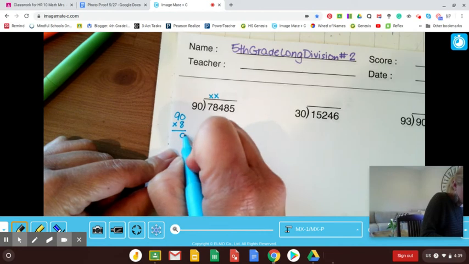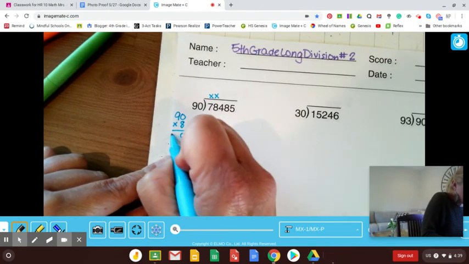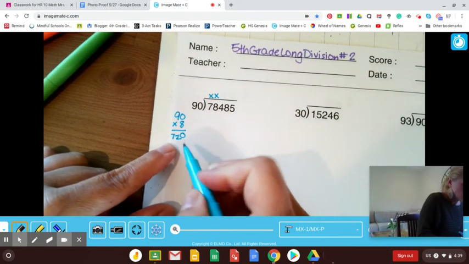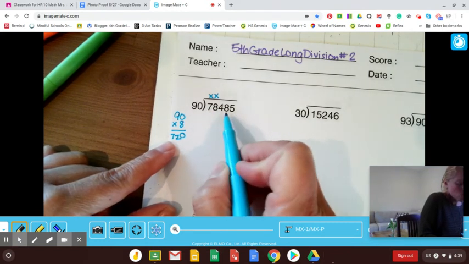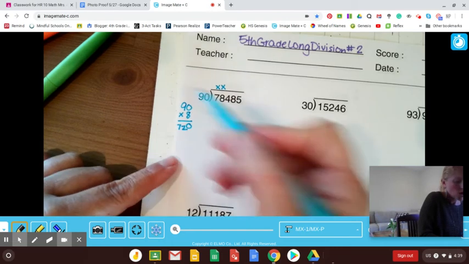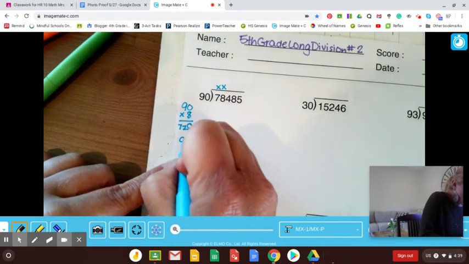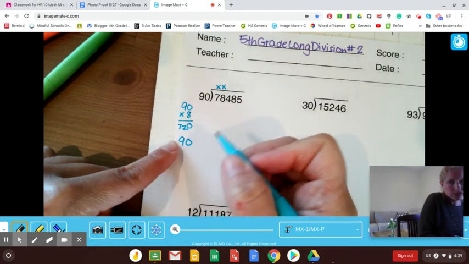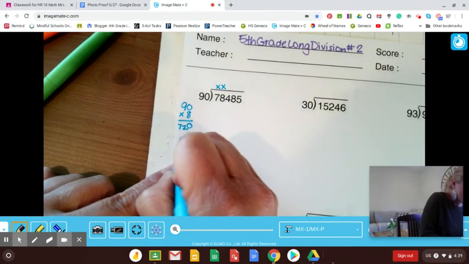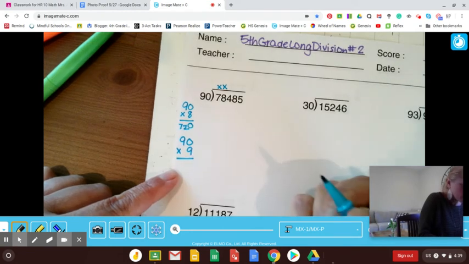8 times 0 is 0. 8 times 9 is 72. So that's 720. 720 is pretty close to 784, but I don't know. Maybe I should try 9 just for the heck of it. So again, I'm doing this on my paper, but you might have to get a scrap piece of paper to do your trying on. Let's try 90 times 9.